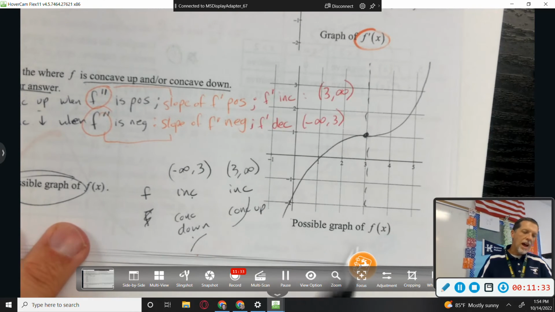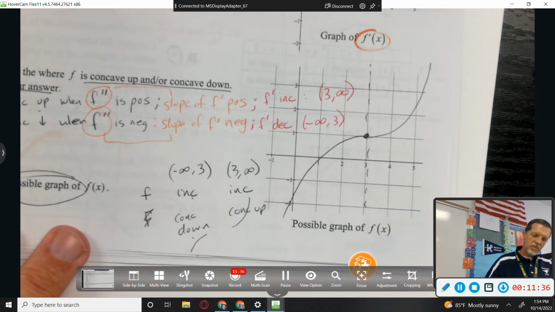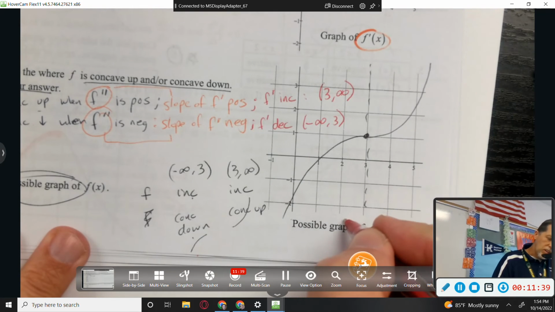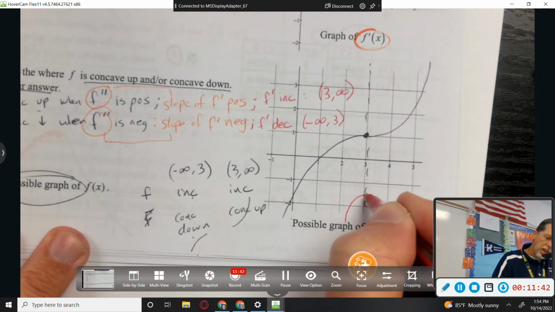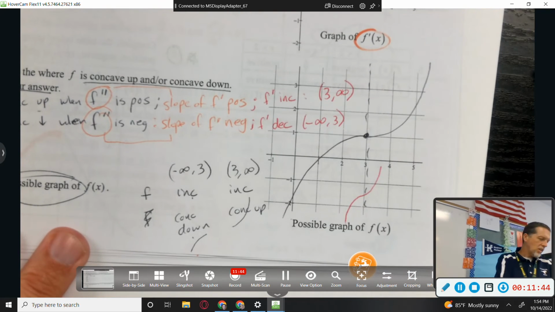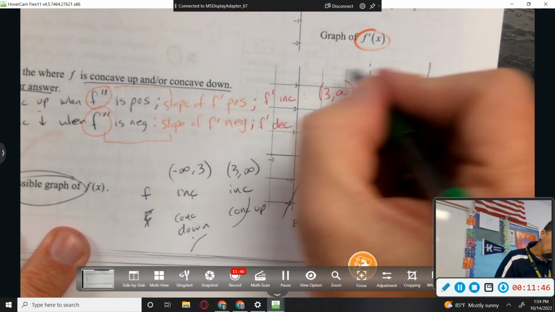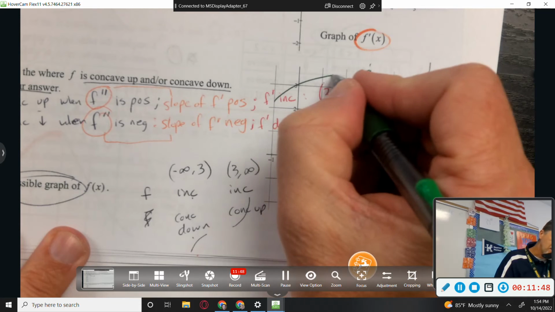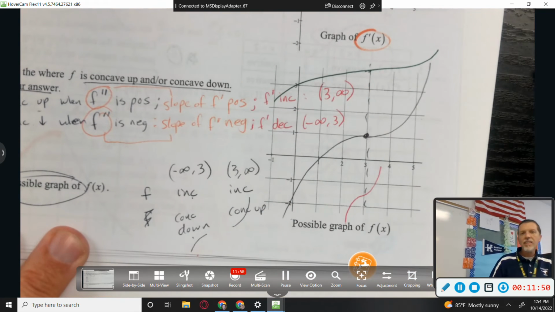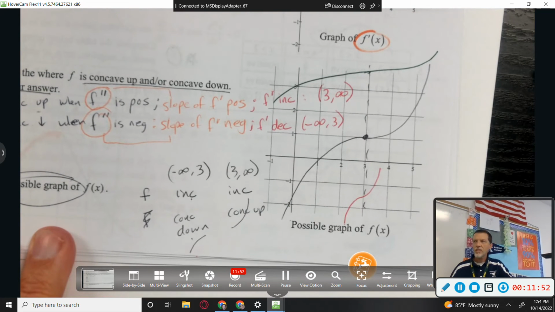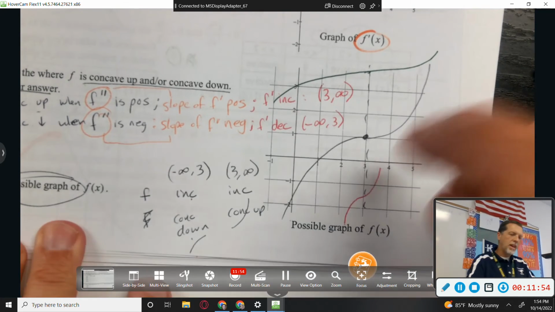But that one has a lot of potential answers. Because you could have accomplished the same thing right there. Or it could have been way up here and even flatter. Like that. Lots of potential answers. They have the same f prime and f double prime.